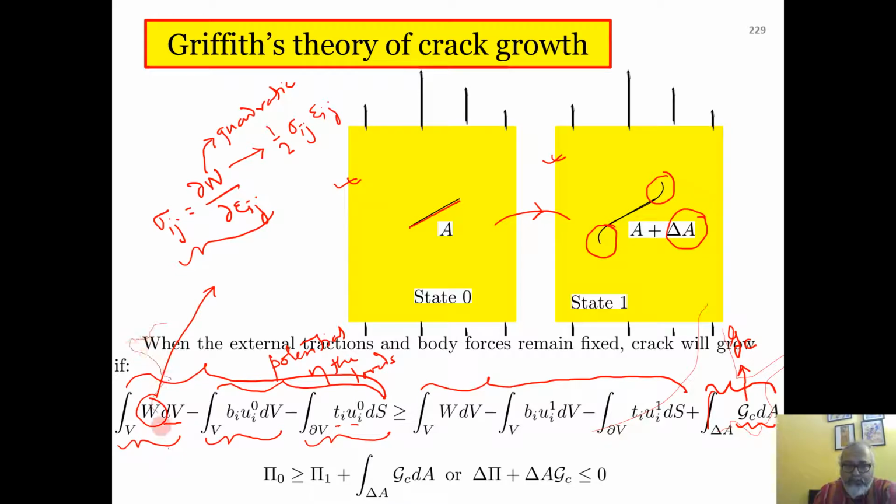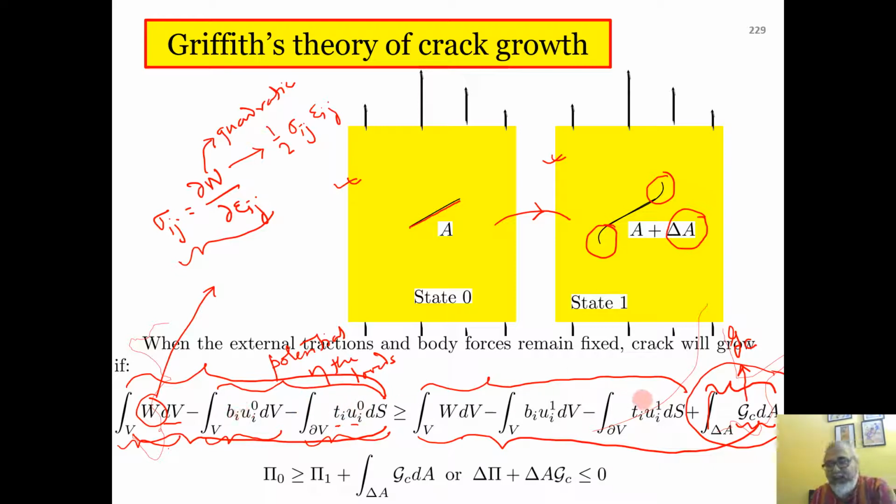So if the potential energy in state 0 is higher than the potential energy in state 1. Remember, potential energy in state 1 also includes the cost of forming the crack. If this is the case, then the crack will form. Crack is forming because by forming the crack, you are able to lower the potential energy of the system.